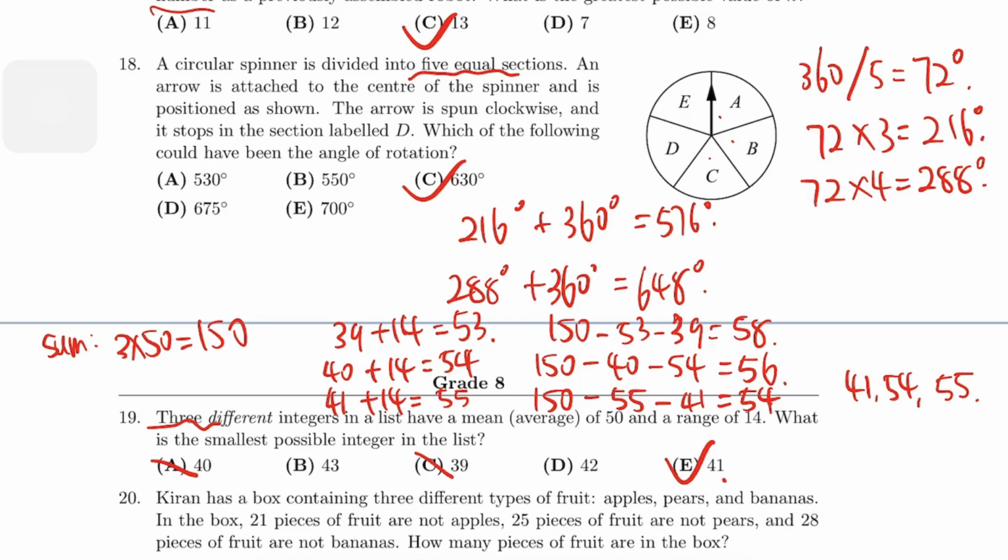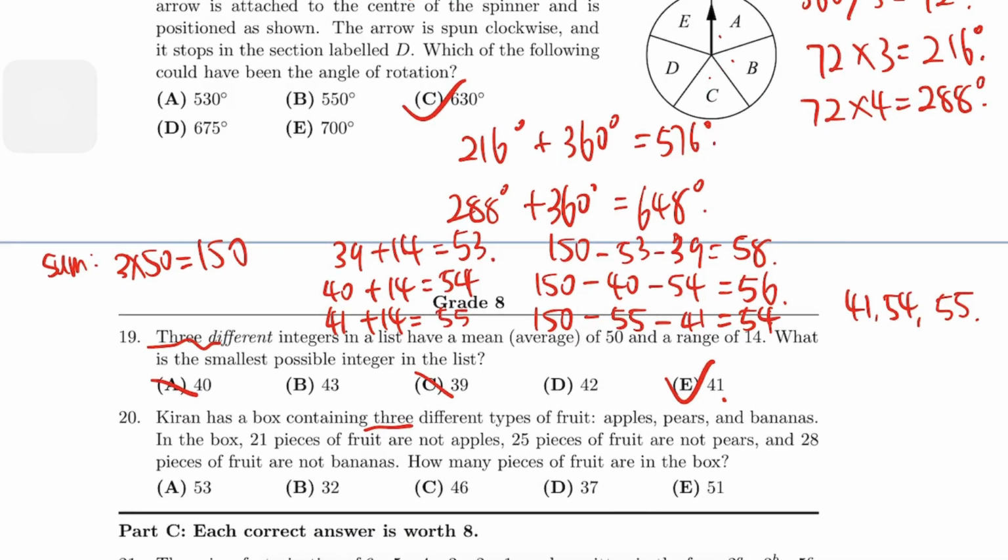So next, Kira has a box containing 3 different types of fruit: apple, pears, and bananas. If in the box 21 pieces of fruit are not apple, 25 pieces fruit are not pears, and 28 pieces of fruit are not bananas, how many pieces of fruit are in the box? Interesting. So since 21 pieces of fruit are not apples, so the number of pears added the number of banana is 21.